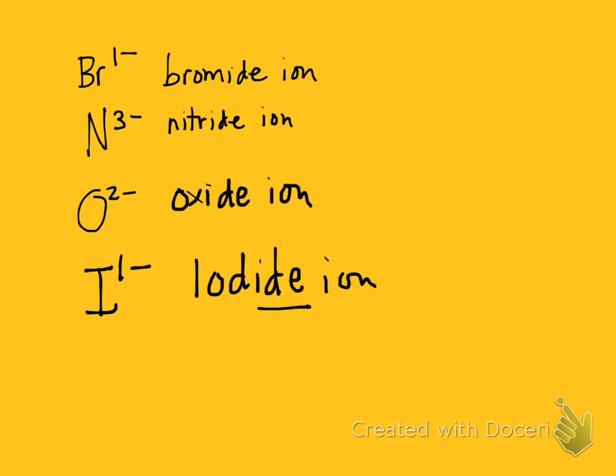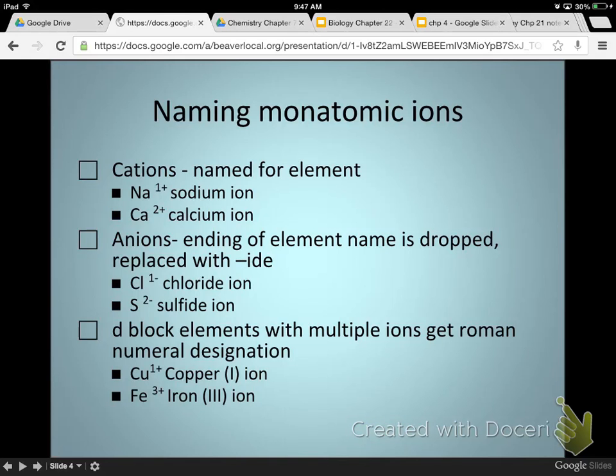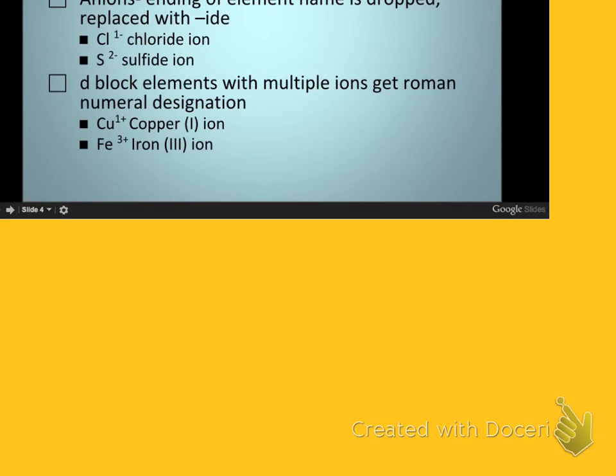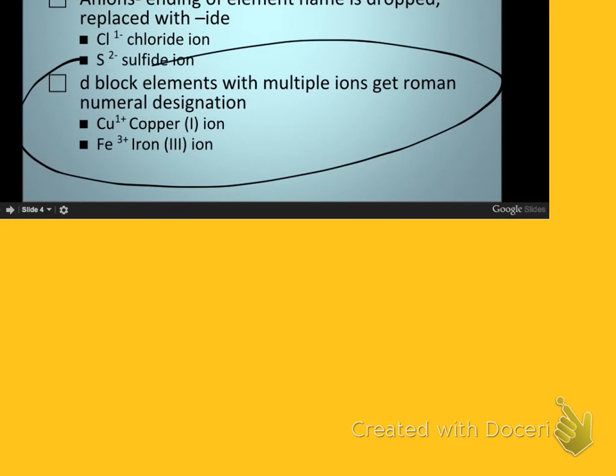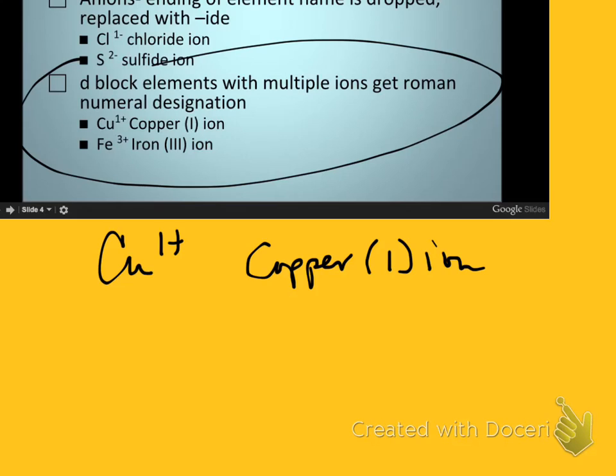We can name positive and negative monatomic ions. Only one kind left to do. So this is the d block. These are the weird ones. Same slide, but here's what we've got to talk about. Because these d block elements form multiple ions, we always have to specify the charge. So Cu1 plus, you can't just say that's a copper ion. It's a copper 1 ion. Okay? And the charge is always designated by a Roman numeral. It's always in parentheses. And remember, these things are always positive.